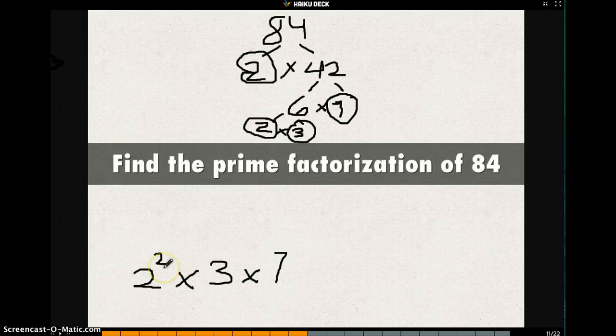So 2 to the second power is 4. 4 times 3 is 12. 12 times 7 is 84.